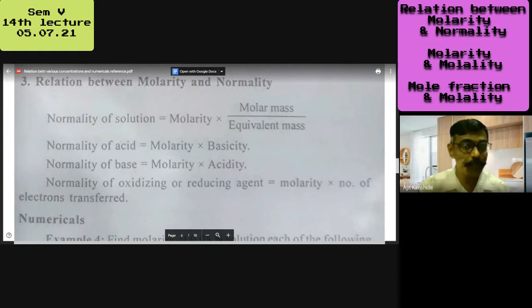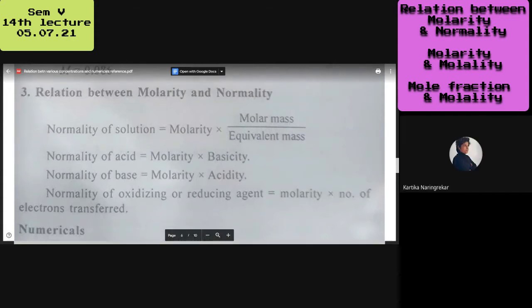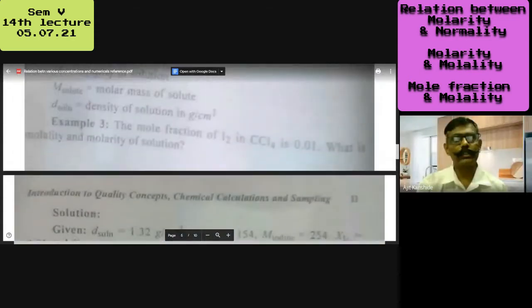Third means as per the sequence, but during my lecture, I started with the fourth relation. So now it's about the third relation. Any doubt or any question about this relation between molarity and normality? No, sir. Yes. Now I move to the second aspect.